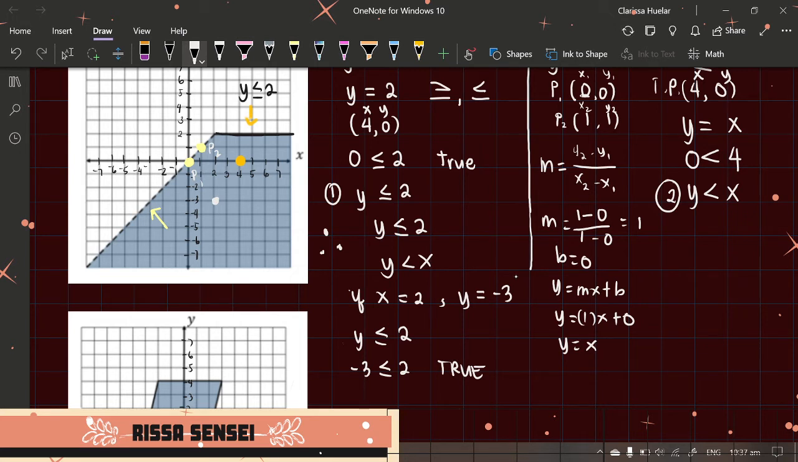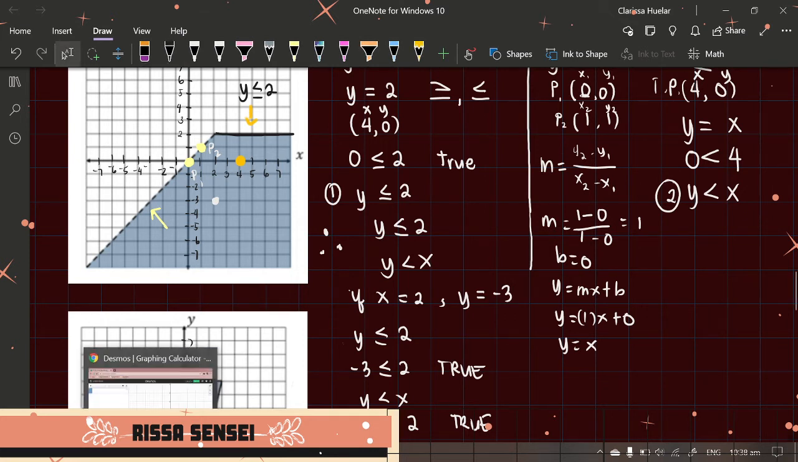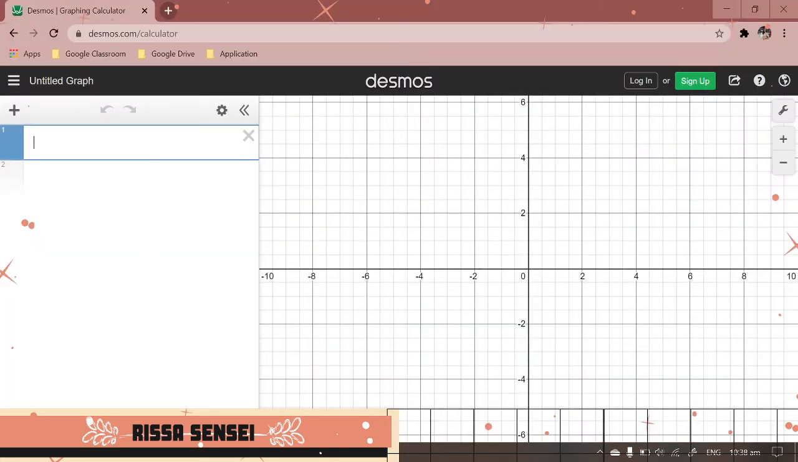Yung isa naman, y less than x. Y is negative 3 less than, ang x natin ay 2. Totoo ba to? Yes, this is also true. Kasi negative 3 ay mas mababa sa 2. Okay? So, tama yung ating inequality. Para mas maging sure pa tayo kasi meron tayong trust issues, we can use decimals.